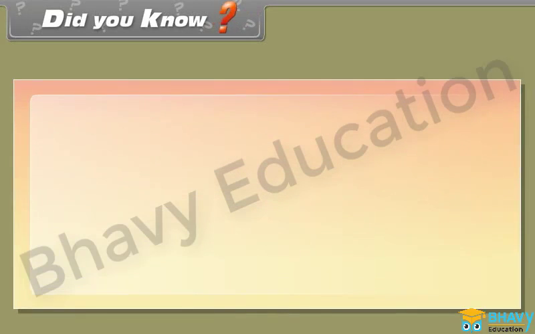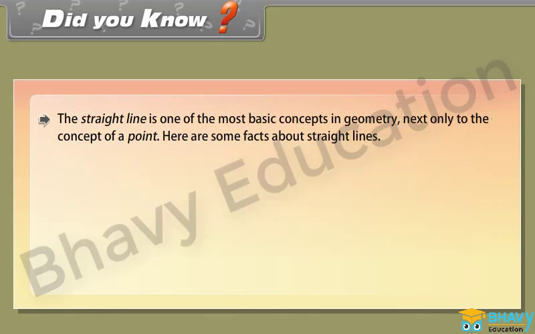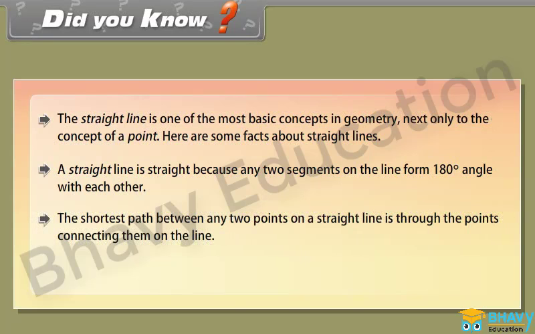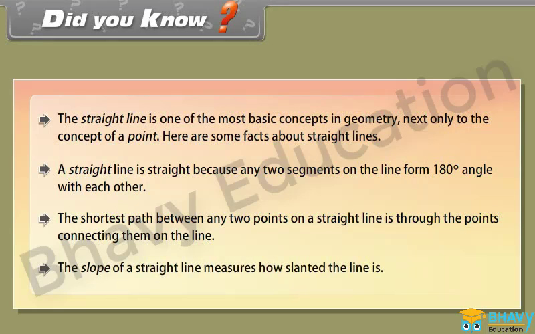Did you know? The straight line is one of the most basic concepts in geometry, next only to the concept of a point. Here are some facts about straight lines. A straight line is straight because any 2 segments on the line form a 180 degree angle with each other. The shortest path between any 2 points is through the points connecting them on the line. The slope of a straight line measures how slanted the line is.